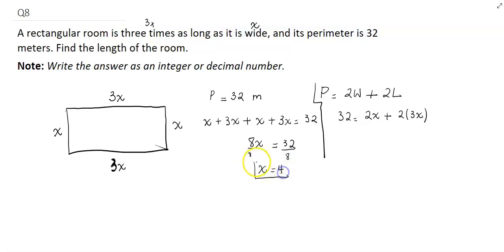Okay? Now let's finish the right side if you are the one that's using the formula. 32 equal 2x plus, what is 2 times 3? 6x. 2x plus 6x, 8x equals 32. Now I'm going to divide the same way here by 8, and I have 4 equal x.